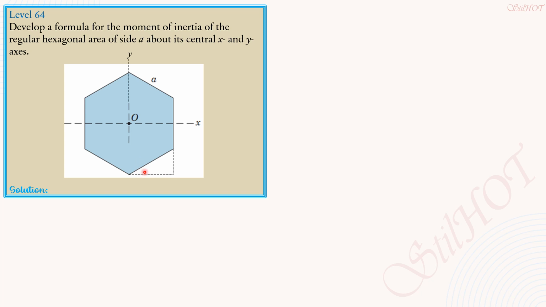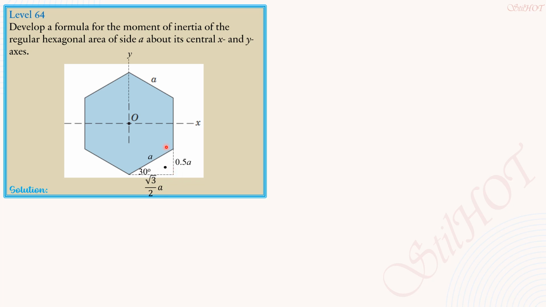This angle is 30 degrees because the interior angle of each is 120 degrees, so divide by 2, 60 degrees. Then vertical and horizontal, 90 minus 60, so this is 30 degrees, and the side is a. So a sine of 30, therefore this is half of a, 0.5a. Then a cosine of 30, this is square root of 3 over 2 of a, to be exact. This is the location of the centroid.